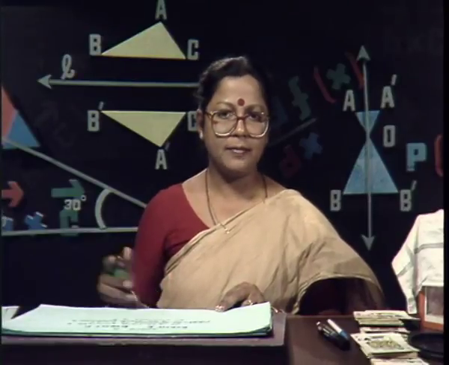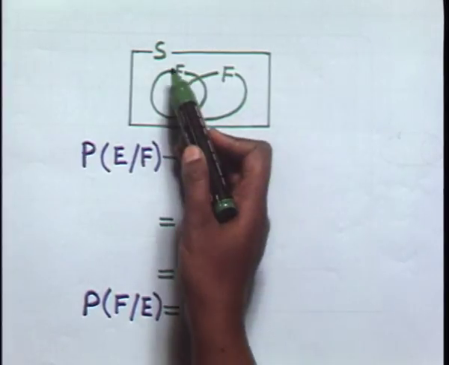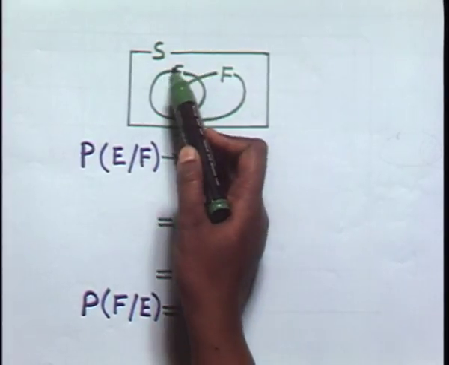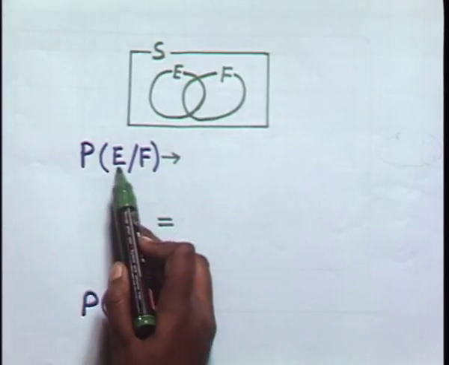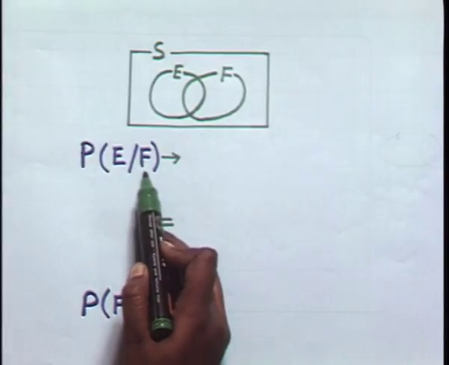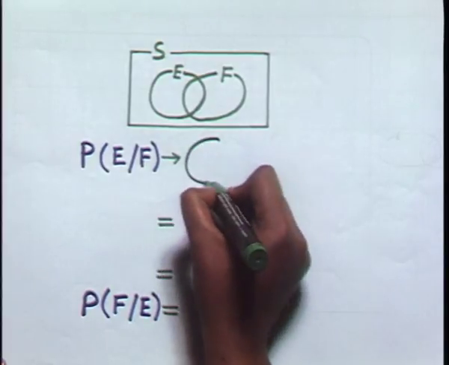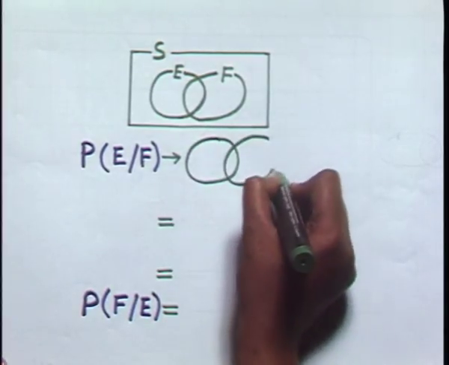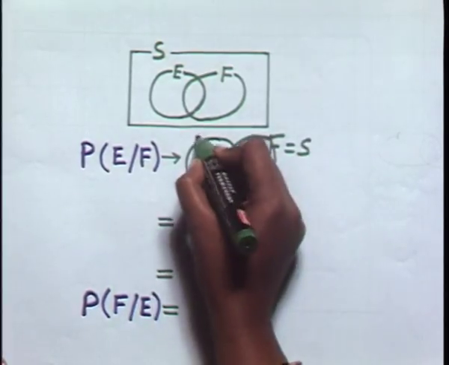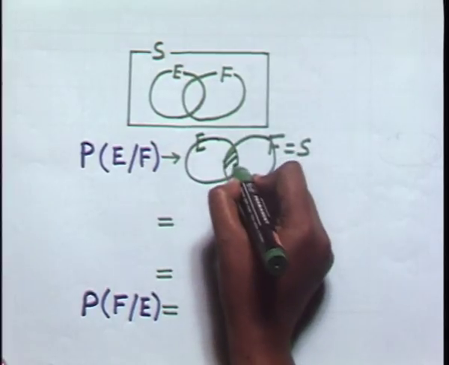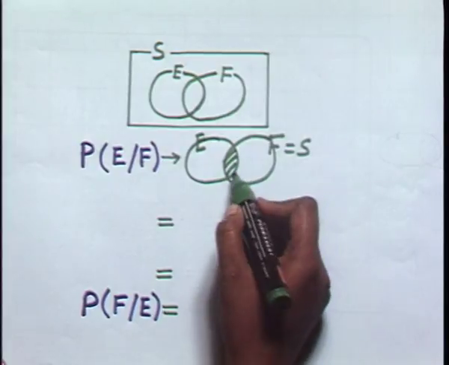We can explain this by a diagram. If E and F are 2 events in the same sample space, that is they are associated with the same experiment, then the probability of the event E when it is known that event F has already occurred, for this event F becomes the sample space, and this common space which represents event E and F becomes the new event.